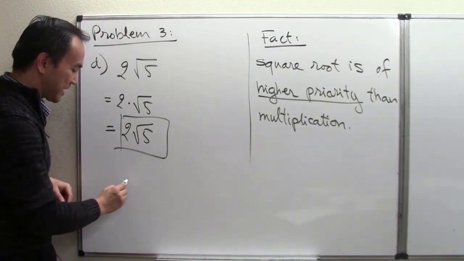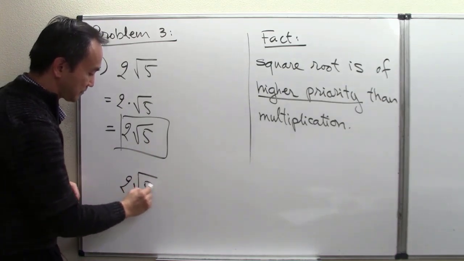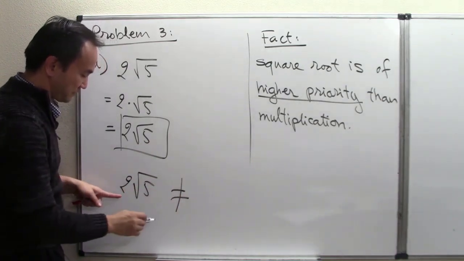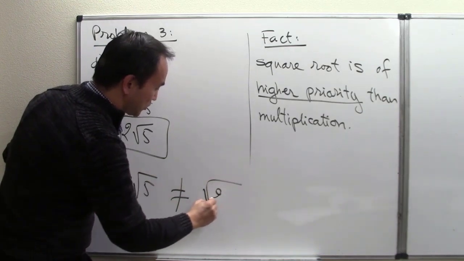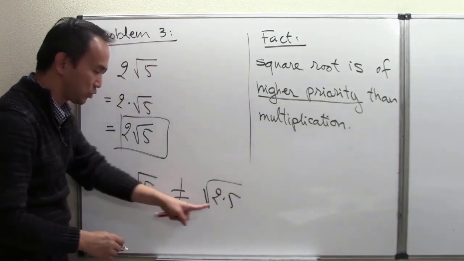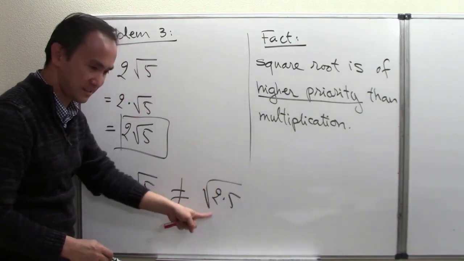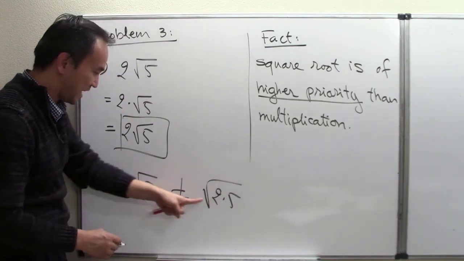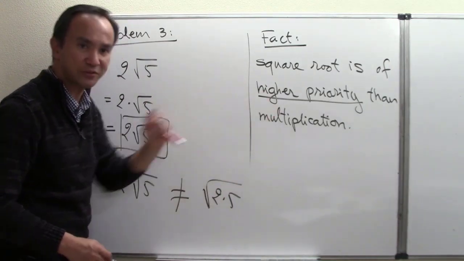And the worst mistake is to multiply the 2 with the 5 inside the square root and then take the square root. That's violating this fact right here.